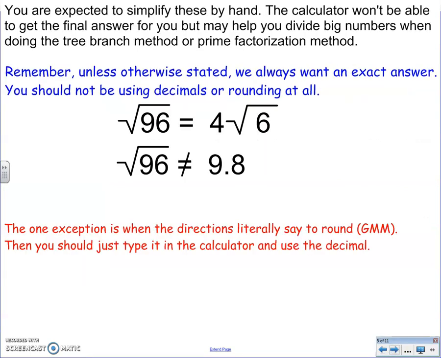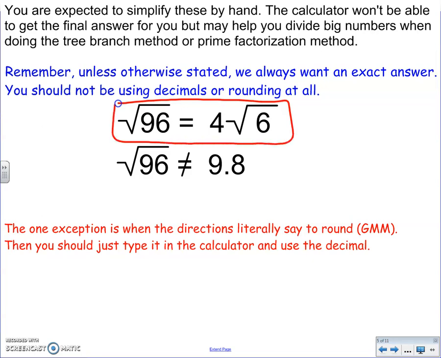Alright, you are expected to simplify these by hand. The calculator will not be able to get the final answer for you, but it can help you divide big numbers when doing the tree branch method or prime factorization method. And also remember that unless otherwise stated, we always want the exact answer. You should not be using decimals or rounding at all. If I say, what is the square root of 96? You need to tell me 4 root 6. This is true.